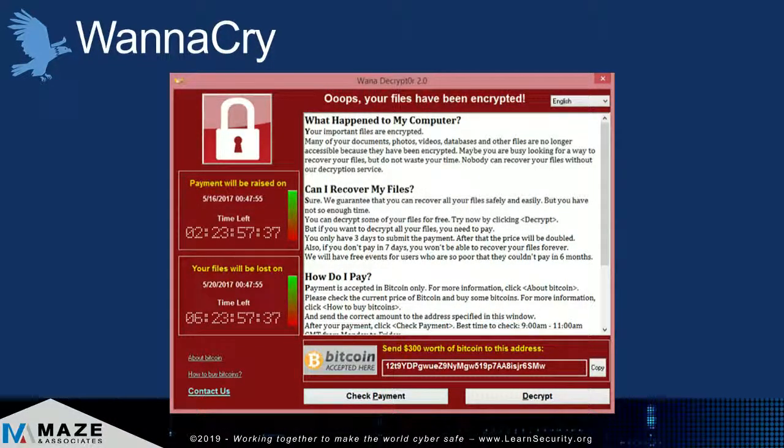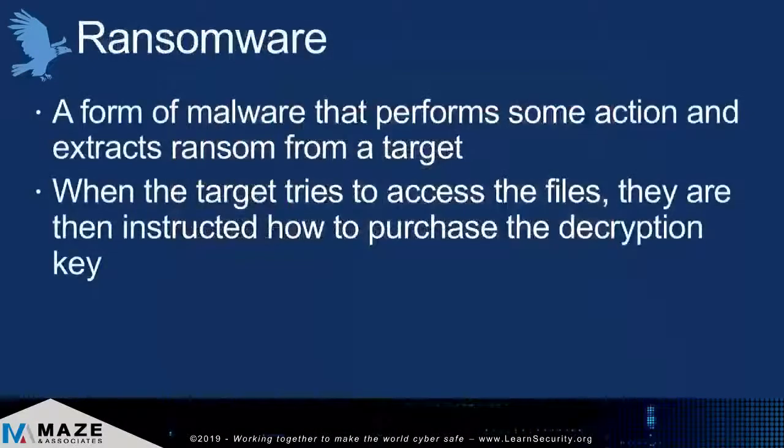This is a screenshot of what you might see if you had that malware. Basically, it locks your screen out, and you see that, and then you can't get into your system. And it tells you how to get Bitcoins and pay for them. This is a specific example of ransomware.